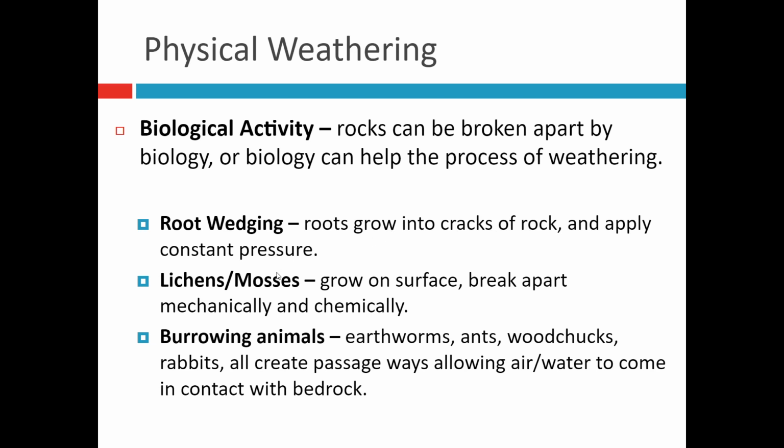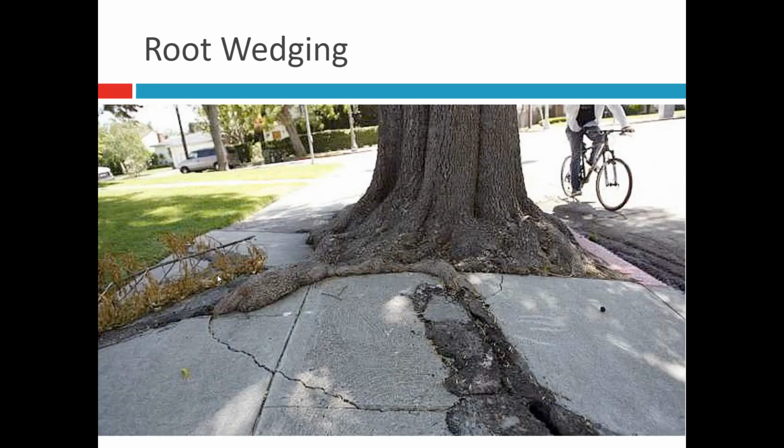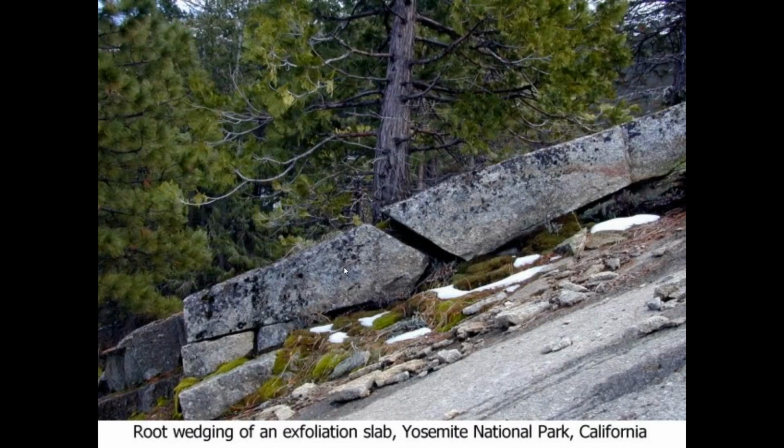You also have lichens. Lichens are a type of moss that grows on the side of a rock, and I'll show you. Here's root wedging, right? You can see that broken up sidewalk because the roots are growing in here. This is another example of root wedging where the tree grew right into the crack of the rock and actually helped to expand that and break it free.